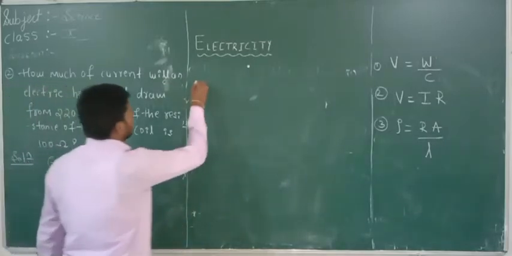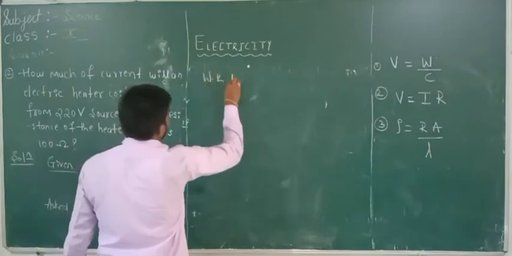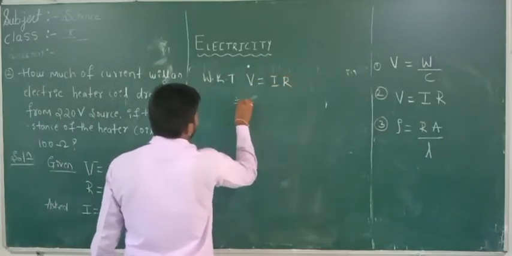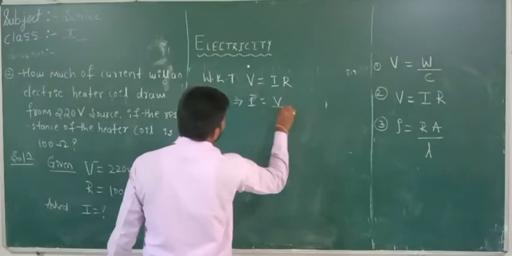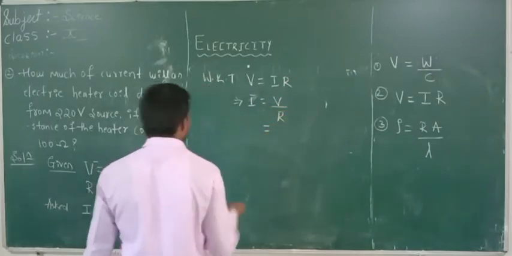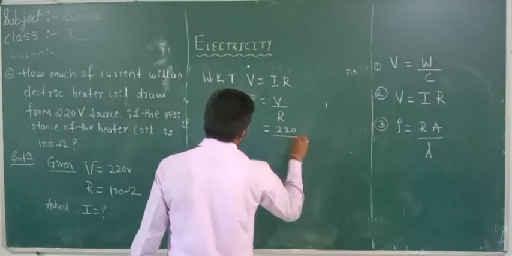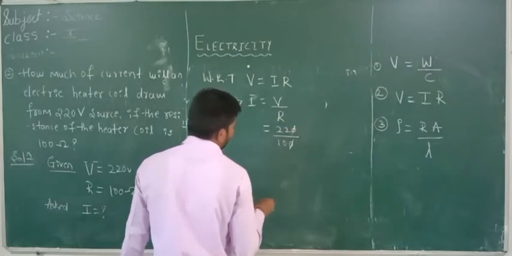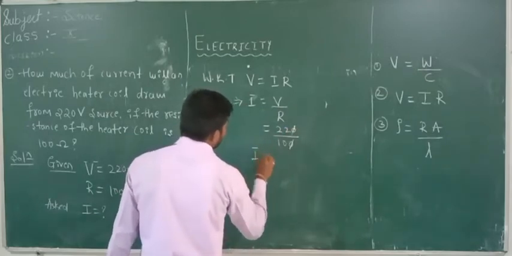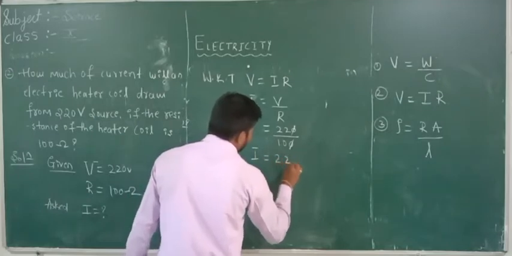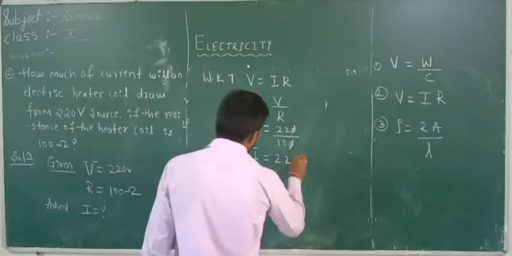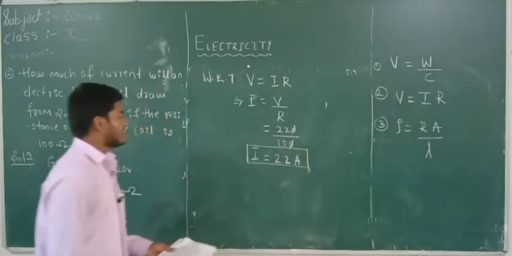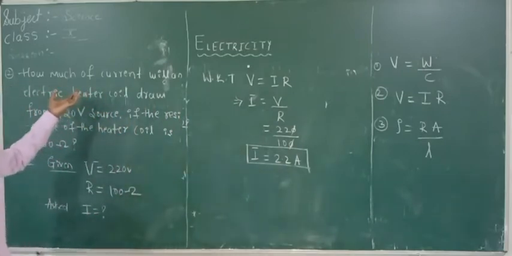Again, by Ohm's law, we know that V is equal to IR, and it implies I is equal to V by R. What is the value of V here? 220 volts divided by the resistance, 100 ohms. This zero gets cancelled. That is, I is equal to 2.2 amps. Okay, this is the required answer, what they asked.